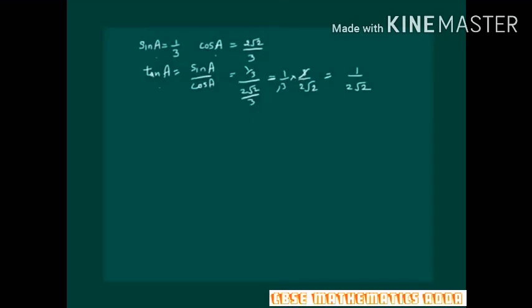And the next ratio we will find out. Till now we have obtained 3 ratios. Now the next ratio we will find out is cosec A. Cosec A is nothing but the reciprocal of sin A, so this equals 3 by 1. Then the next ratio is sec A. Sec A equals the reciprocal of cos A, and this equals 3 divided by 2 root 2. And the last ratio is cot A. Cot A is the reciprocal of tan A, and this equals 2 root 2 divided by 1.